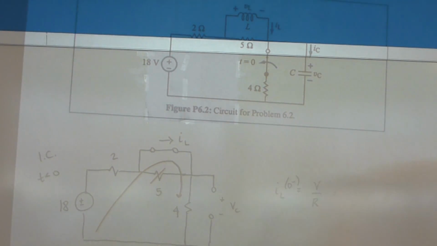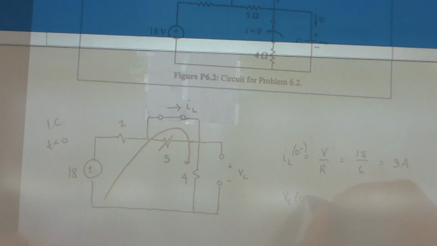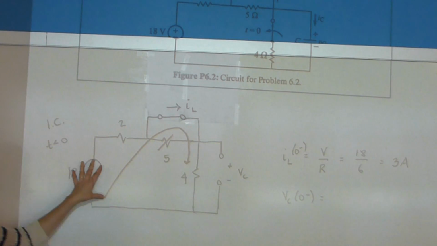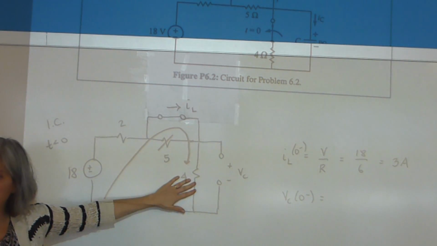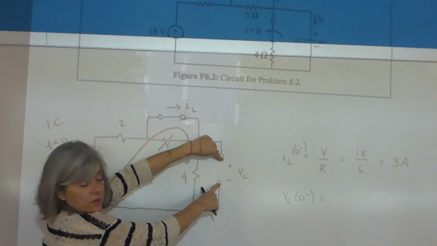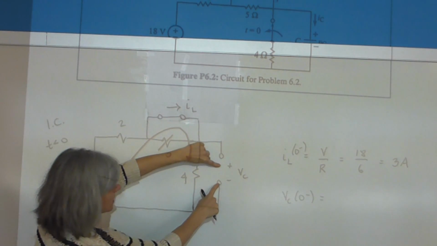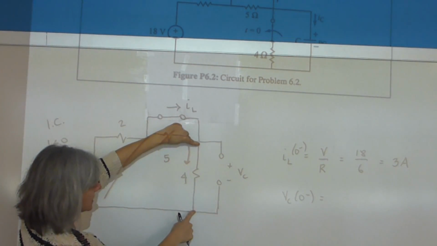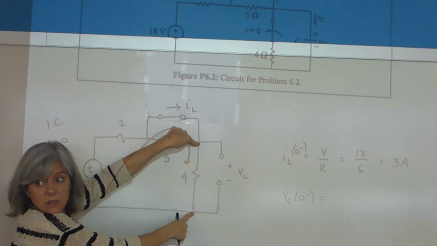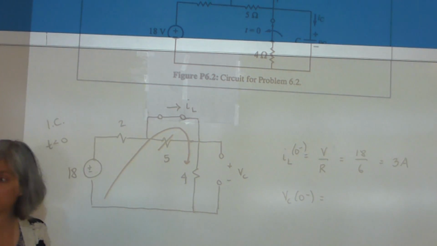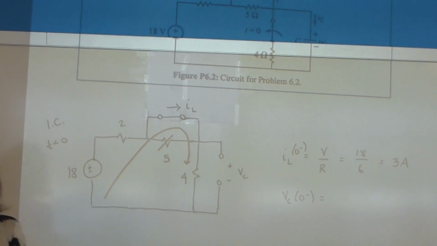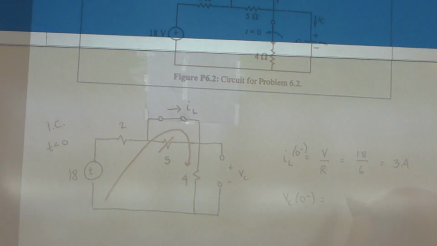So that's I sub L of 0 minus. Now V sub C of 0 minus. Again, I just have an 18 volt source in series with a 2 and a 4. The voltage for the capacitor is simply the voltage across the 4 ohm resistor. I'm tracking back until I find something I know. That's just a simple voltage divider, because we have 18 in series with 2 and 4. So this will be 4 over 6 times 18, which is 12 volts.